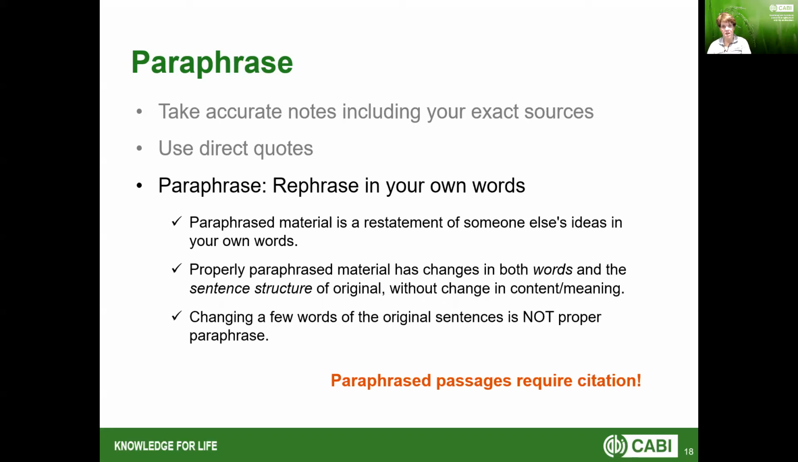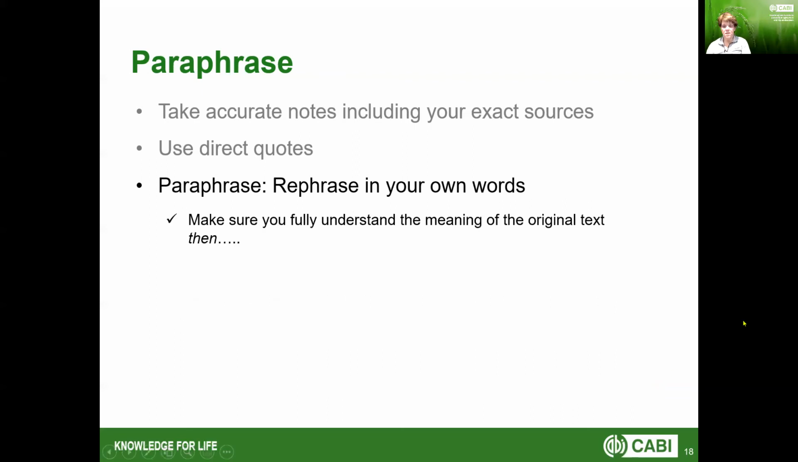I'll be giving you some examples of these in a minute. Changing a few words or phrases of the original sentence is not proper paraphrasing. And one way or the other, when you paraphrase, you must cite the original source. Again, I cannot underscore this often enough. So, to paraphrase correctly, step one is to make sure that you fully understand the meaning of the original text. And when you're sure that you really understand the original meaning, then you revise it in your own words.